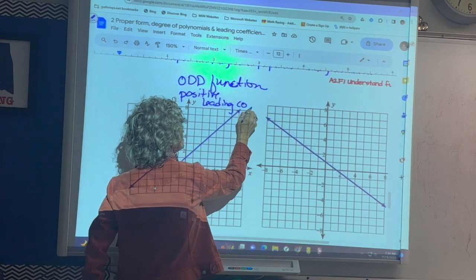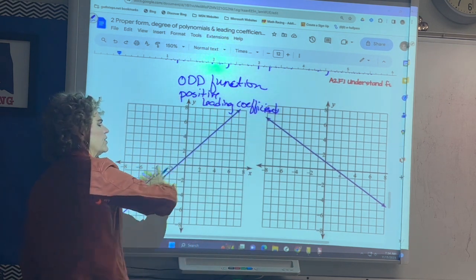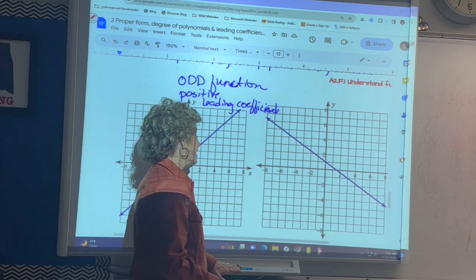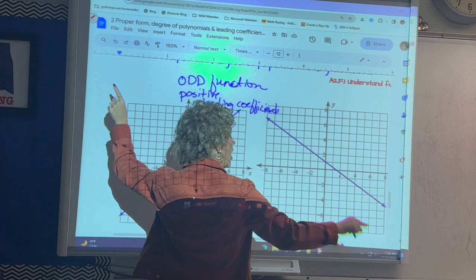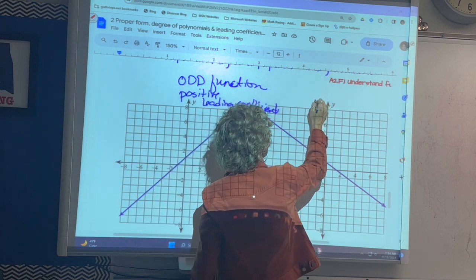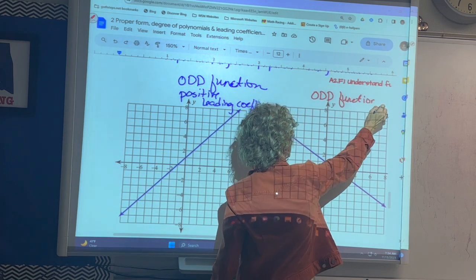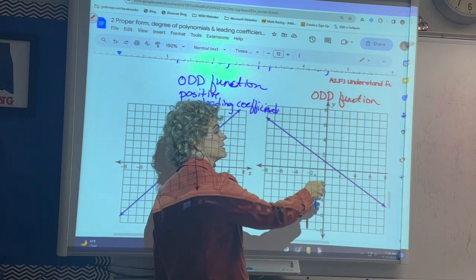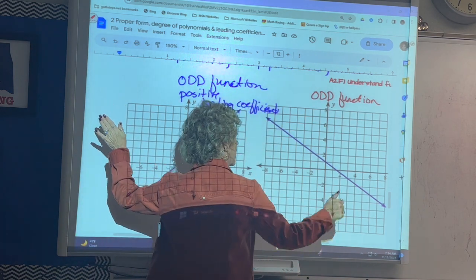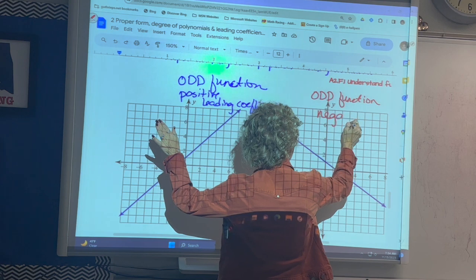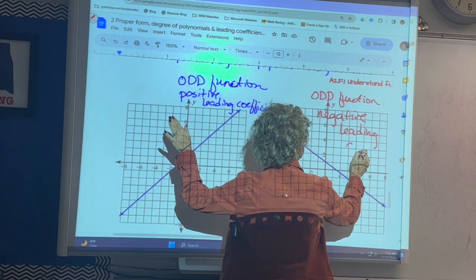And we can also stop and think, this is a linear graph with a positive slope. This is a linear graph with a negative slope. Again, the ends are going in opposite directions. So this is an odd function because it's going in the opposite direction. And if we don't recognize this has a negative slope, we can recognize the left is going up, the right is going down. So I have a negative leading coefficient.